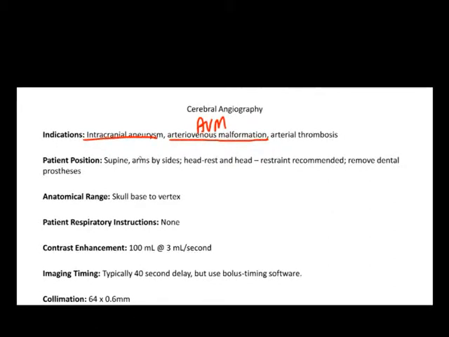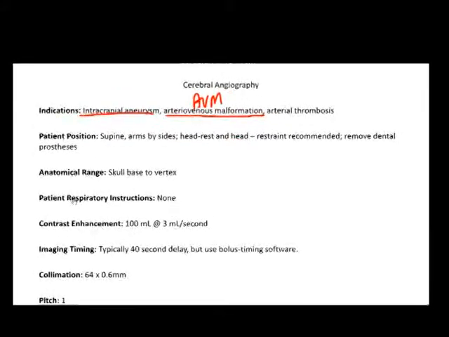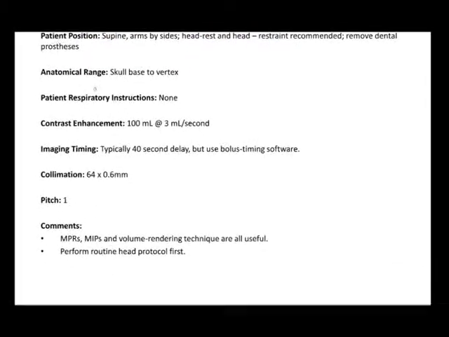The patient is going to be laid supine with their arms by their side, head in the headrest, and maybe even a head restraint if at all possible. The key thing to remember is to remove all dental prosthesis. The anatomical range is going to be from the skull base to the vertex, so you want to get all of the skull in there. So it's virtually the same amount of anatomy acquired as you would with a typical CT head.